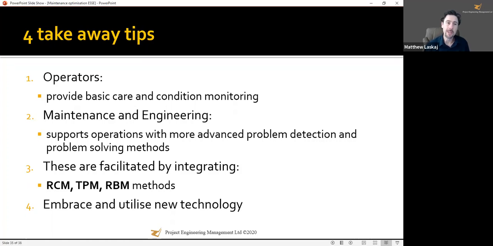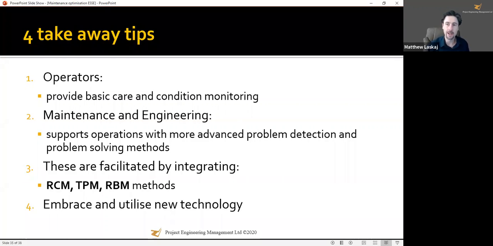So my four key takeaway tips. Start with leadership deciding on the decision of the business, okay? The leaders have to be the driving force, but it's the operators who are the front line of this. The operators operating and maintaining the equipment are the ones that are there seeing how it operates every day. They're providing that basic care, and by default, they're monitoring condition.